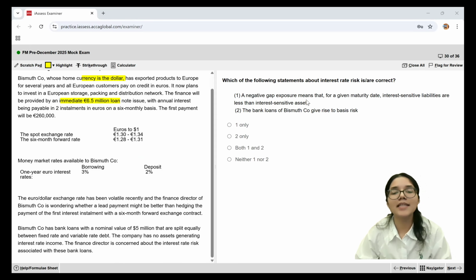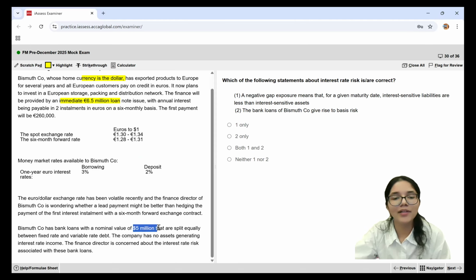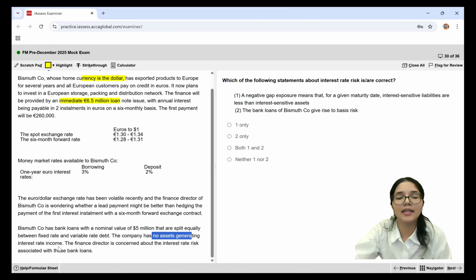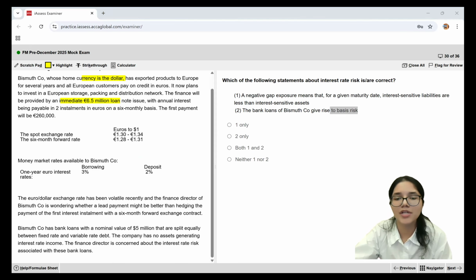Now let's have a look at the second one. The bank loans of Bismuth's company give rise to a basis risk. Now let's have a look at the last paragraph again. Bismuth company has bank loans with a nominal value of $5 million, which are split between fixed and variable debt. The company has no assets generating any interest rate income. And do you think we are facing any basis risk here? When is basis risk felt when it comes to interest rates?